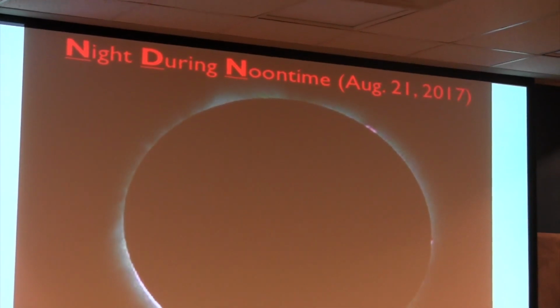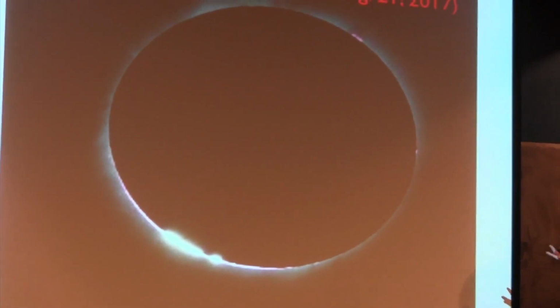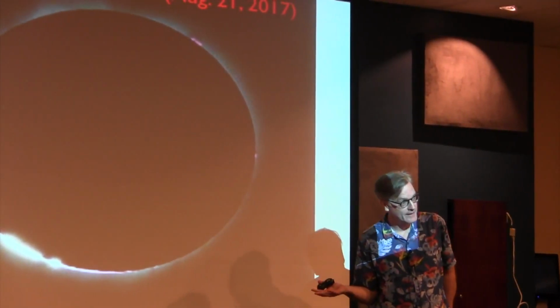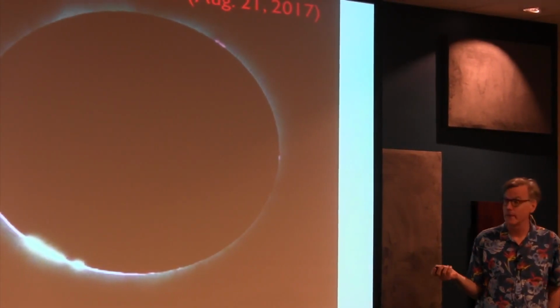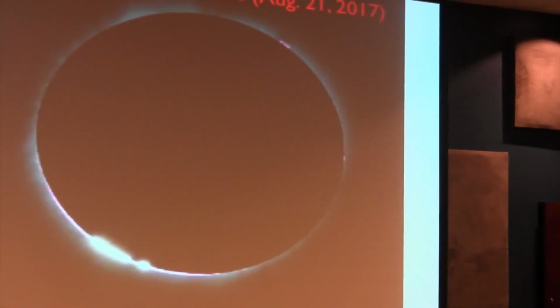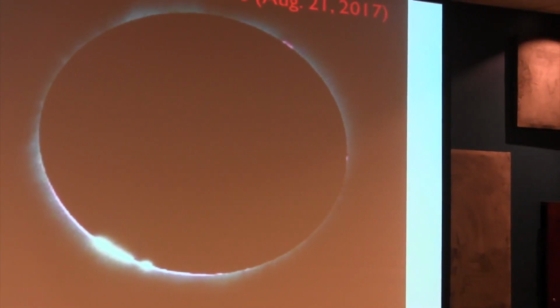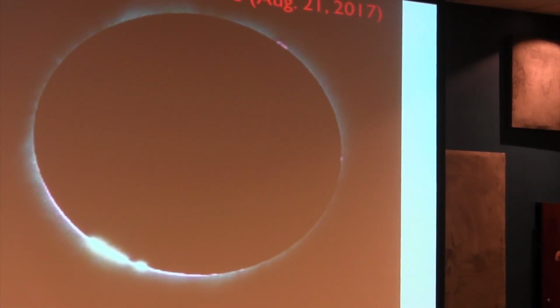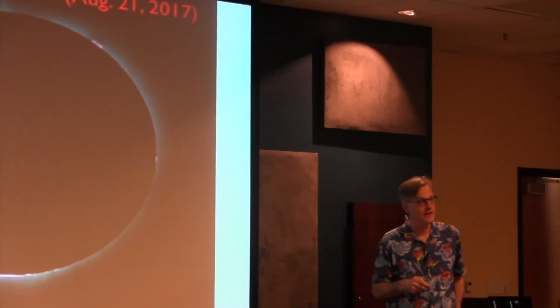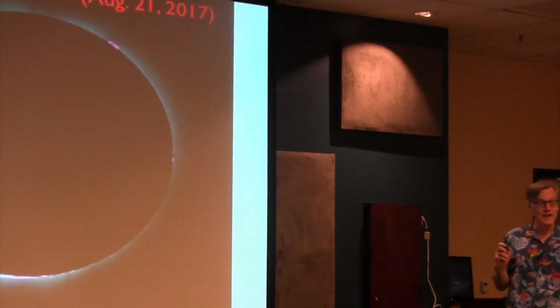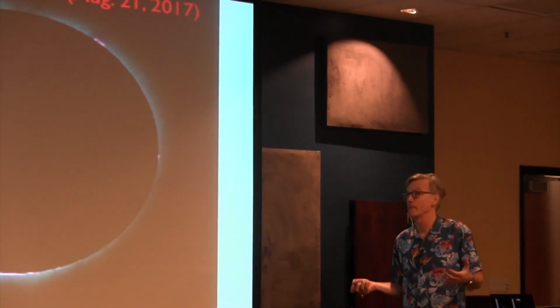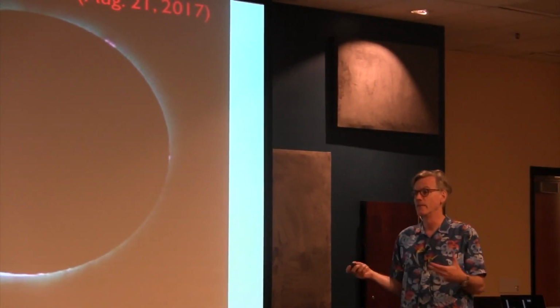So, as I said, I'm from St. Louis, which was part of the path of totality today. But I'm here with you where we only got 60% of the eclipse. But this is what my family saw today when they went out to see the eclipse. So they did have clear skies and they got to see totality in the St. Louis area. So if you can't remember Named Data Networking, remember Night During Noontime. And that's what we had today.